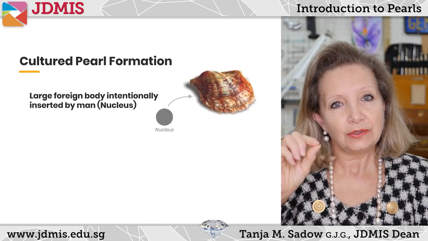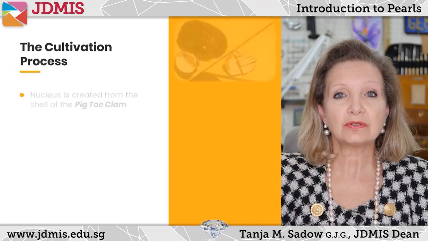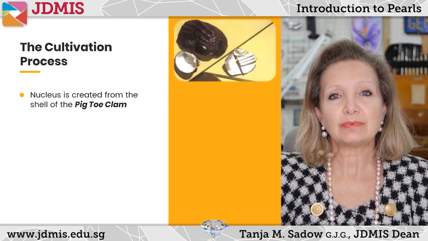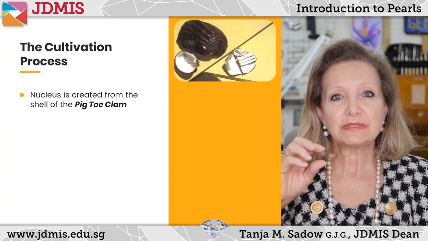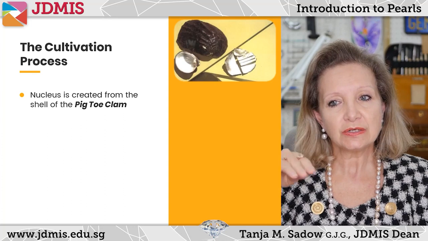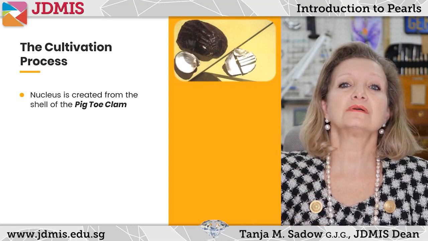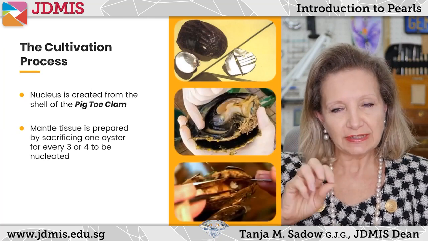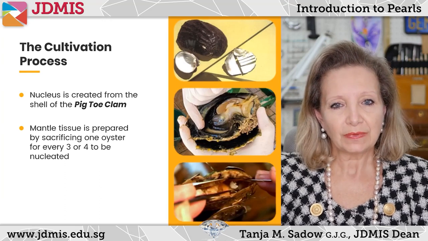inserts a nucleus, and the nucleus is a very specific nucleus. It's called the pigtoe clam. It's usually coming from Mississippi and the Mississippi rivers in the US, and this particular material is inserted into a very specific location, and it has to also be inserted with a little bit of the mantle tissue, which is the frilly kind of outer skirting of the soft fleshy part of the creature.